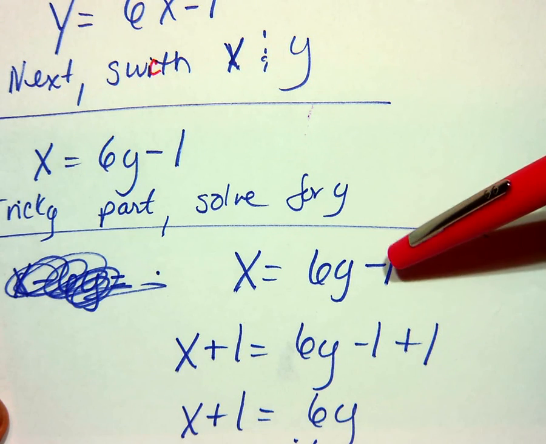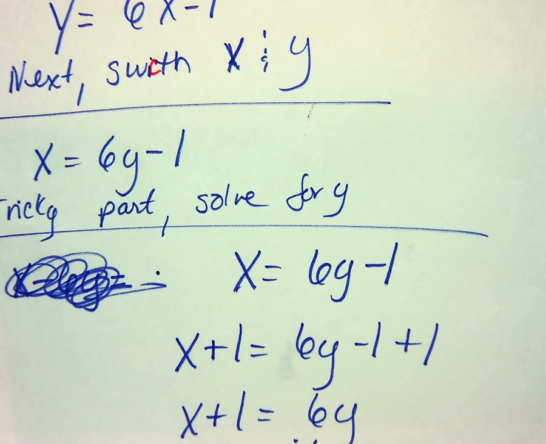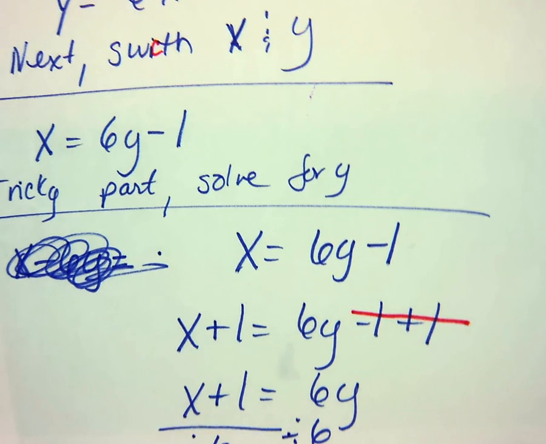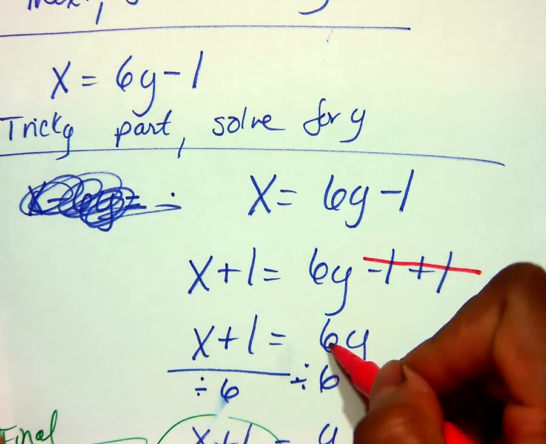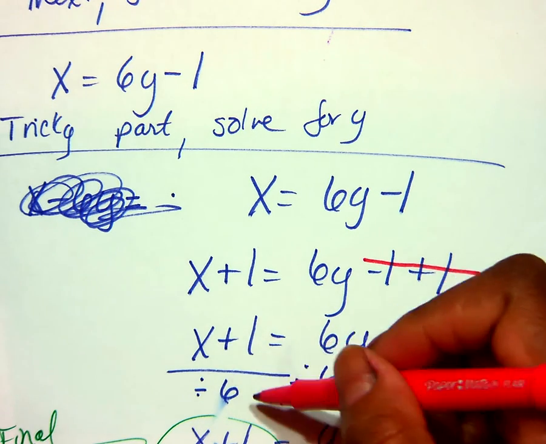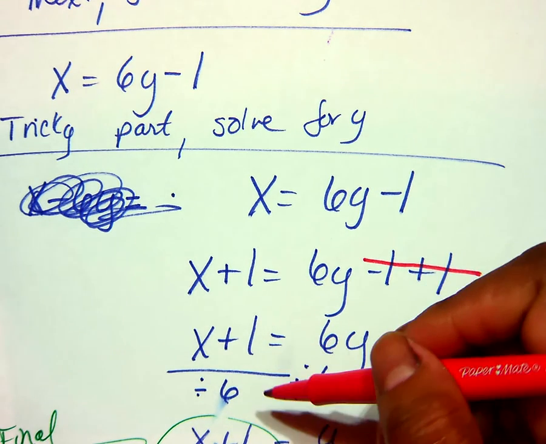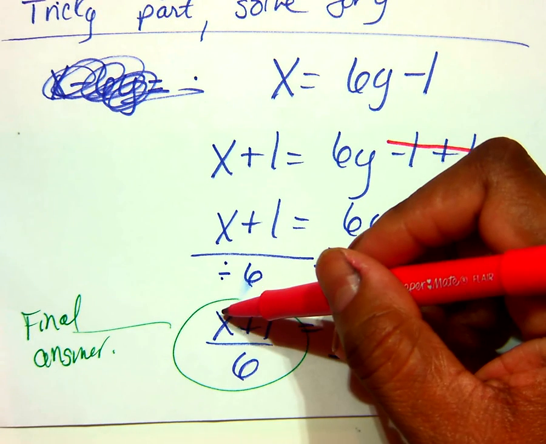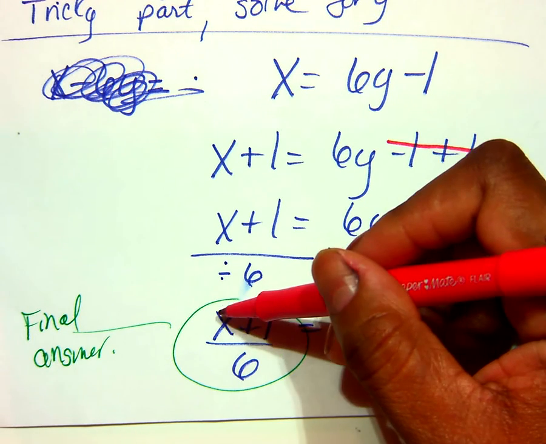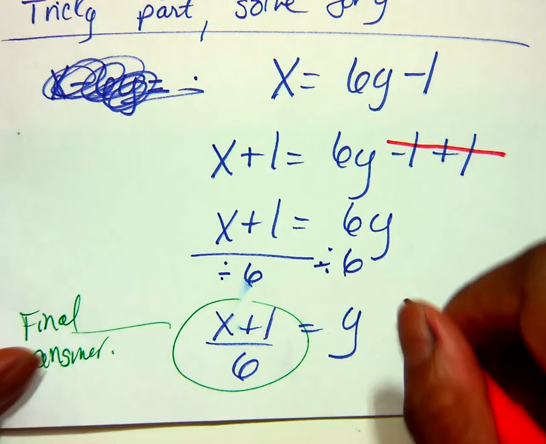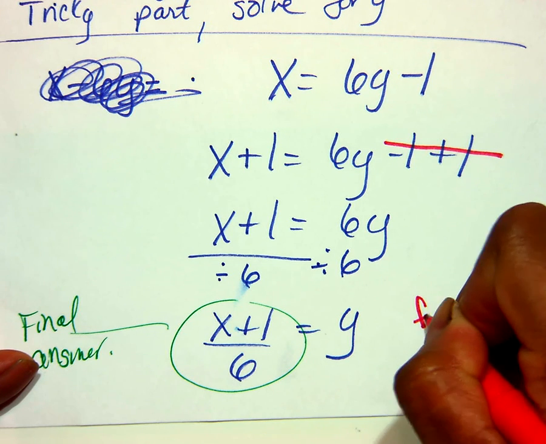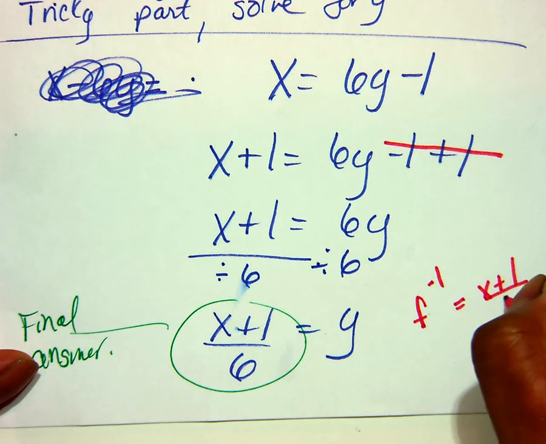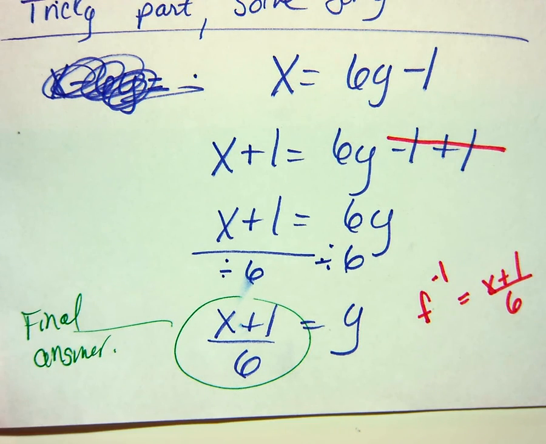Okay, so the first thing we're going to do is add the ones to both sides. So if I do it on one side, I do it on the other. So the ones cancel each other out. Next, I'm going to divide both sides by 6. So notice how you got to divide all of that by 6. So just rewrite it as a fraction. So your final answer is going to be x plus 1 over 6 equals y. So if you want to get technical with it, that would be f negative 1 of x equals x plus 1 over 6.